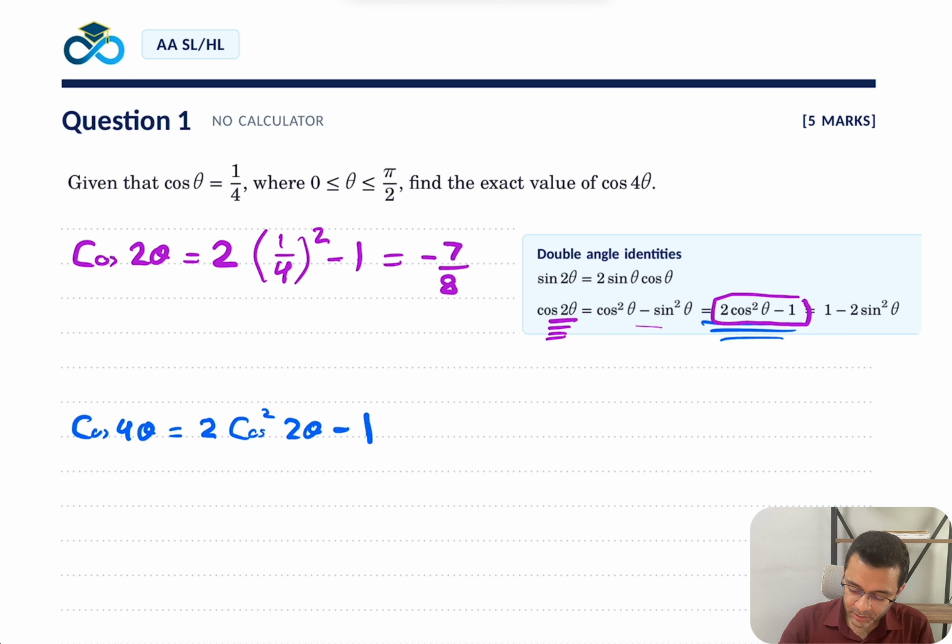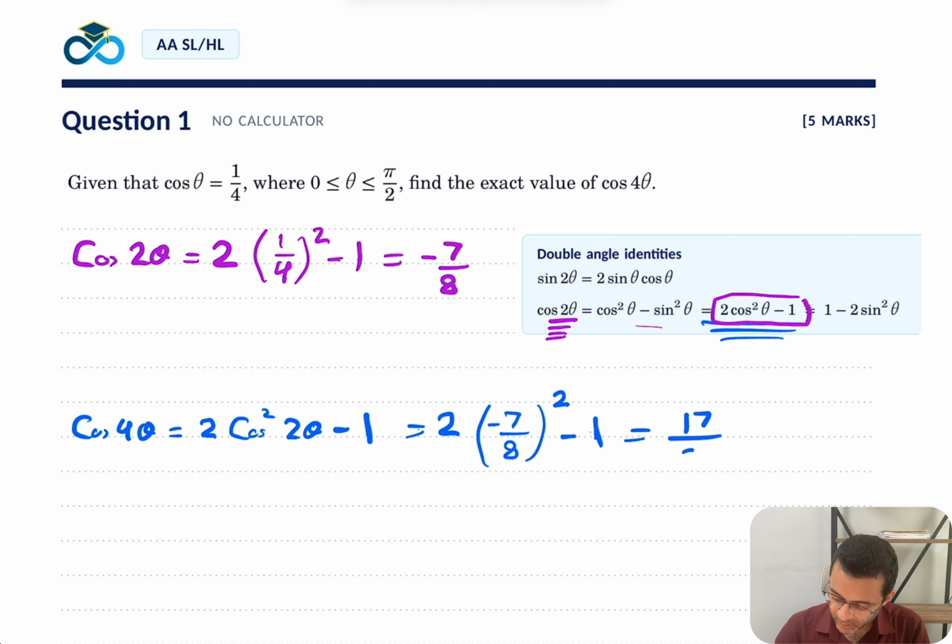So now I'll use it here. Here, as you see, we have 2. Then here, as you see, you have cosine 2 theta, then squared. Cosine 2 theta is negative 7 over 8. So I will do negative 7 over 8, but don't forget the square here. And then minus 1. If you calculate here simply, the final answer will be 17 divided by 32. So this is the final answer to our question here.